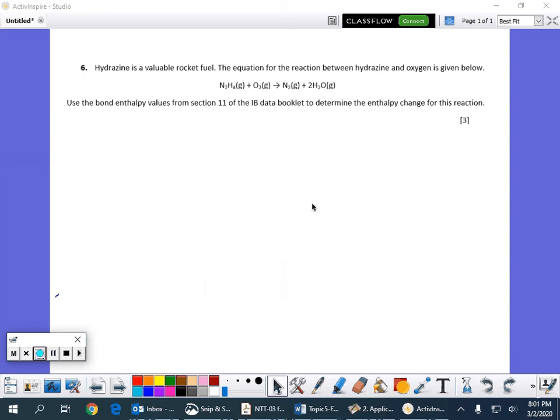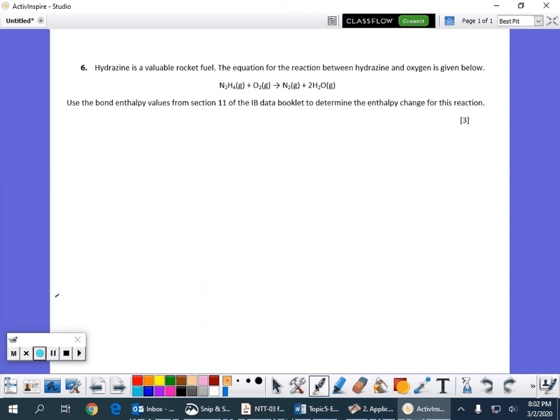So here we go. Problem 6. So we started working on this in class today. We've got our hydrazine reacting with oxygen to produce our nitrogen gas and water. This is basically a combustion reaction, just without a hydrocarbon now. But it's basically the same idea as our combustion reactions, burning, in this case, hydrazine instead of one of our hydrocarbons.